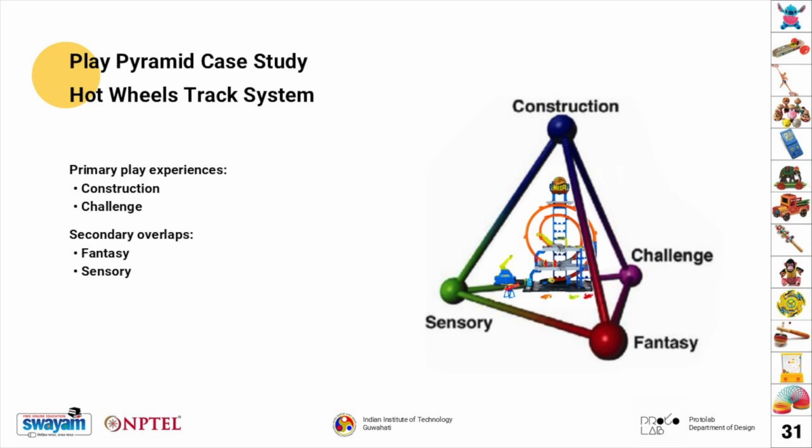There is also a clear fantasy component. Children imagine races, championships, crashes, rescues, or entire racing worlds. Cars become characters and tracks become cities or arenas. Finally, there is a supporting sensory layer. The sound of wheels, the clicking of tracks, and the visual speed of motion add excitement and sustain engagement. Here, the toy sits closest to construction and challenge, with fantasy and sensory enriching the experience rather than defining it.